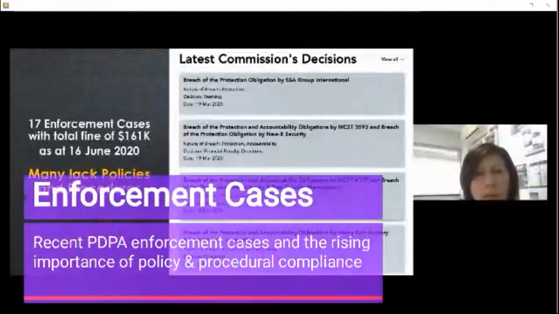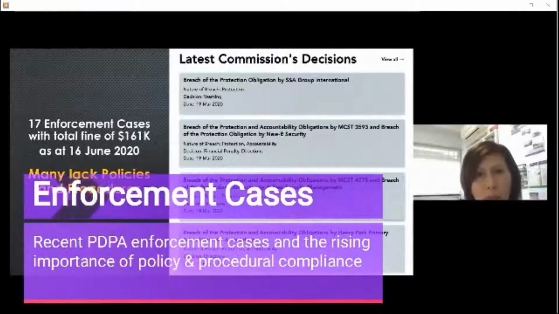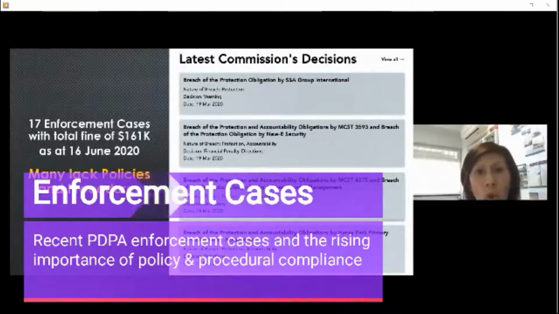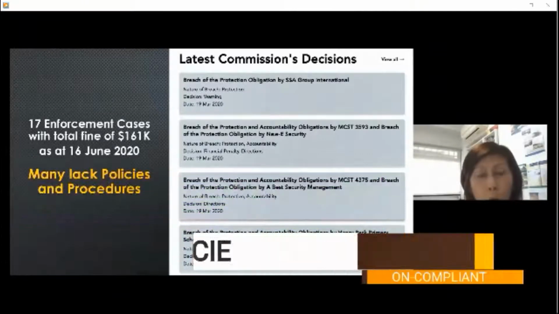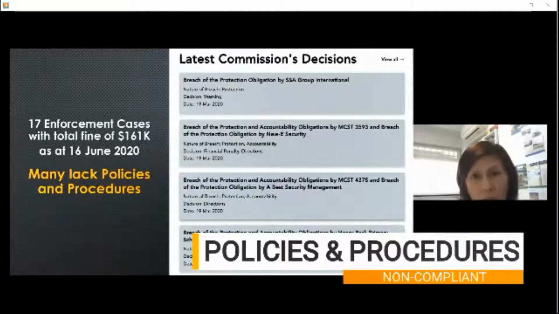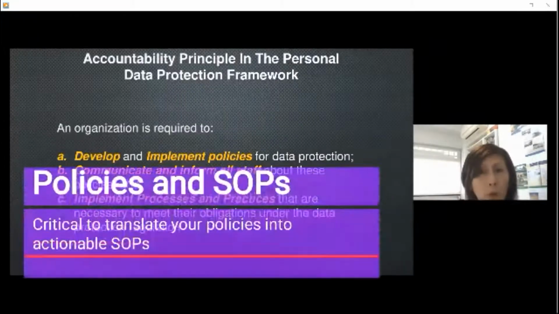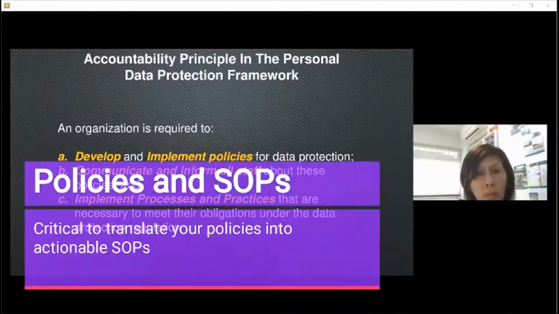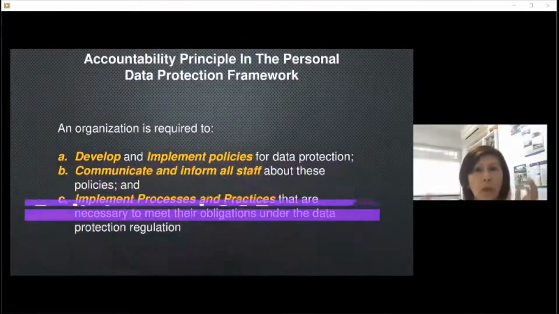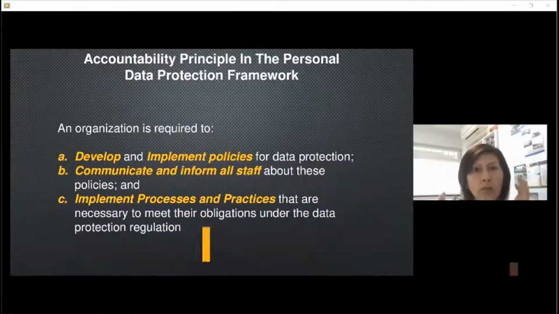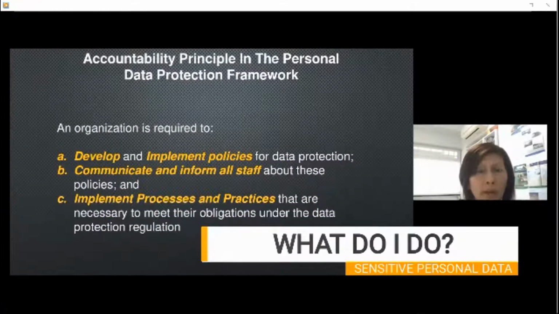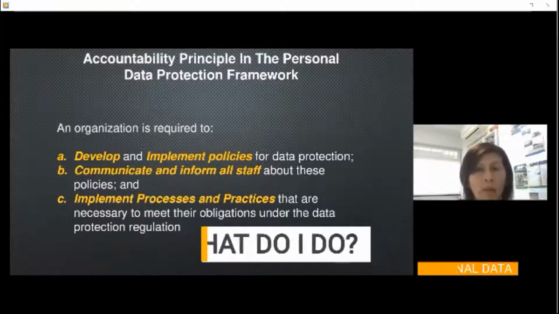A lot of these enforcement cases breach the accountability obligation, meaning that these organizations lack appropriate policies or do not even have any kind of policies or procedures in their organization. Adapt your SOPs to match your policies as well, so that you can use the SOPs to train your ground staff. They don't want to hear your legal jargon.